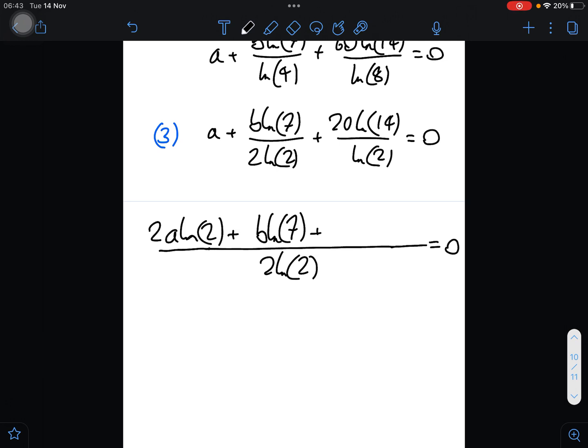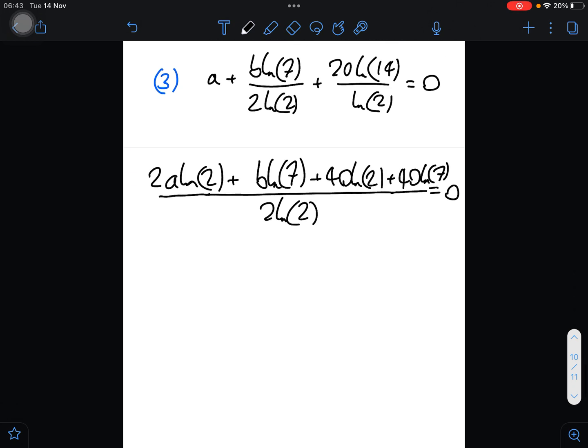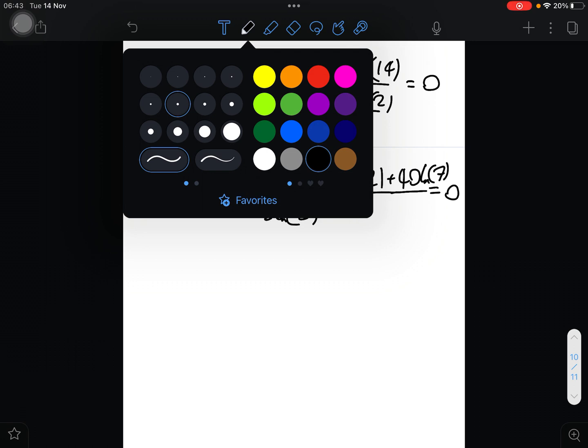And then we'd still have to double this, so we'd get 40. Let's split it straight away. Ln 2 plus 40 ln 7. Okay, well now we've got ln 2s and 7s.